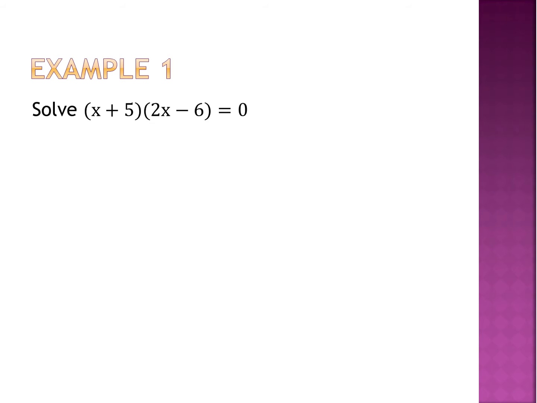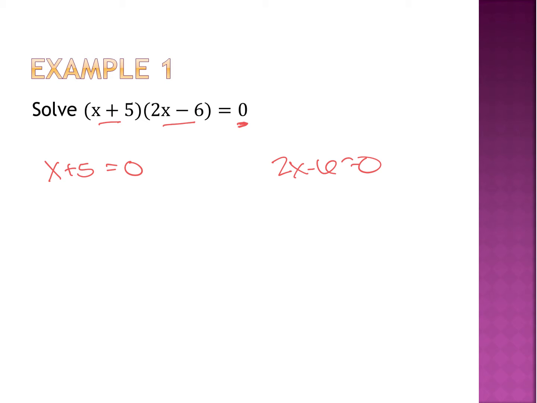So for example 1, it tells me to solve the quantity of x plus 5 times the quantity of 2x minus 6 is equal to 0. Well, again, because I'm multiplying two things together and they equal 0, that tells me that either the x plus 5 has to equal 0, or the 2x minus 6 has to equal 0 in order for their product to equal 0.